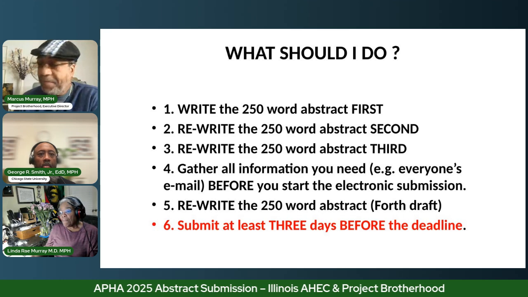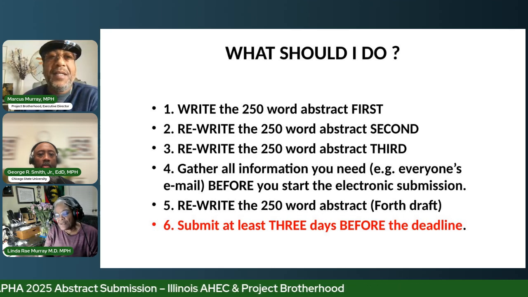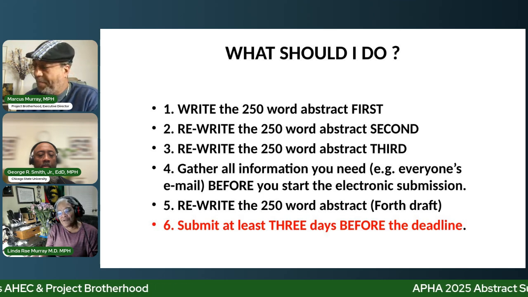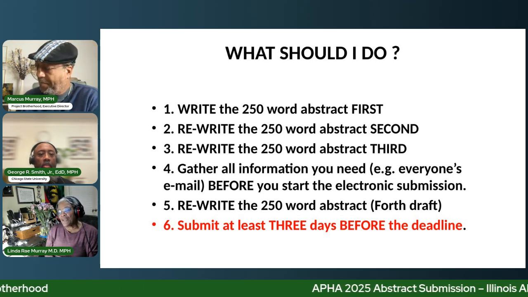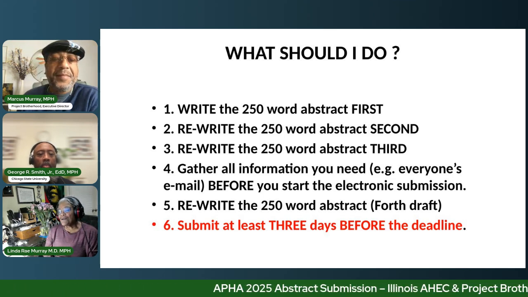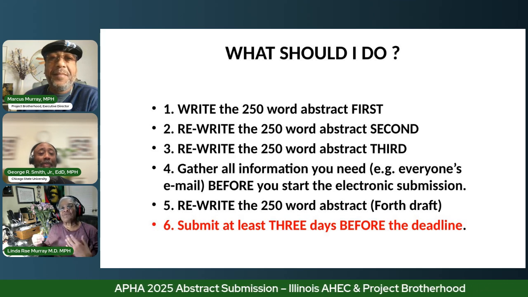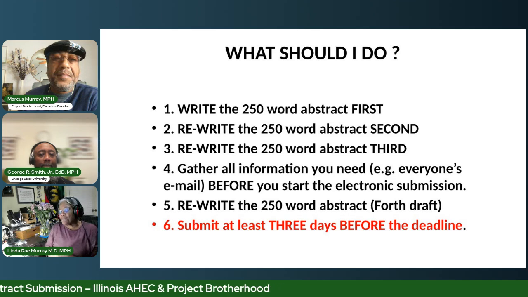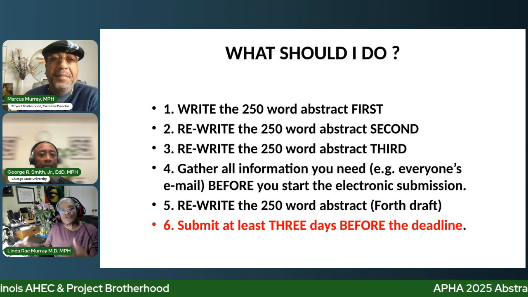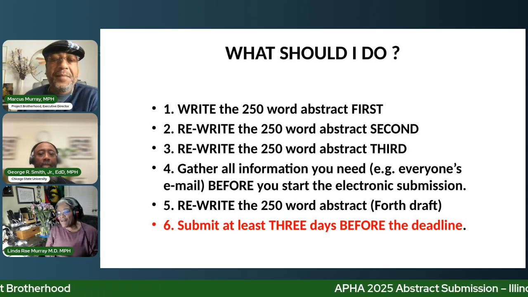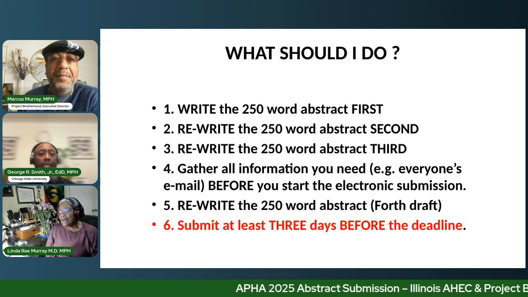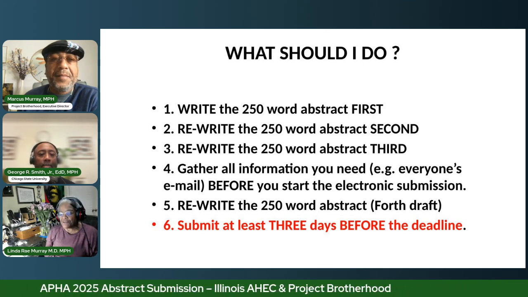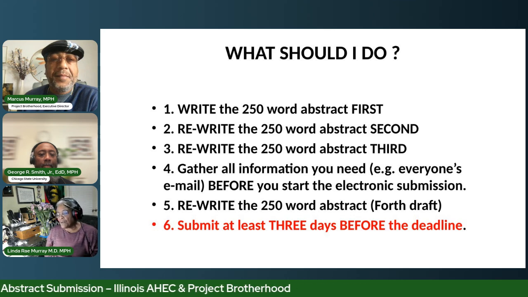Next slide. So this is something that Dr. Smith was talking about earlier. The first thing you need to do after you look at this is write the 250-word abstract, and then write it again. You should really write it at least 4 or 5 times before you submit it. Gather up everybody's information that you need ahead of time before you start messing with the website. Have that ready ahead of time. And again, probably at least 4 drafts to get your 250-word essay.